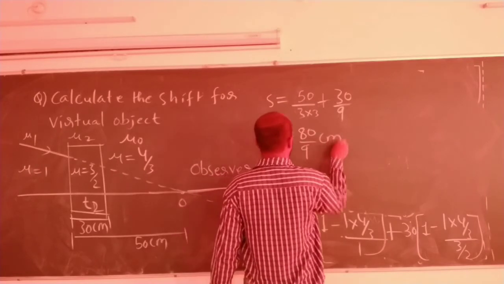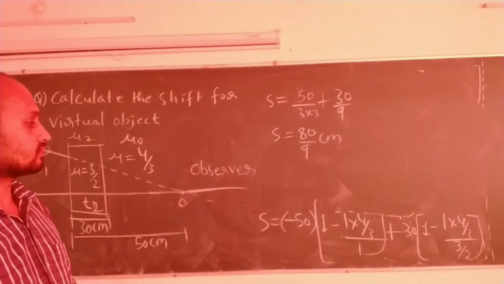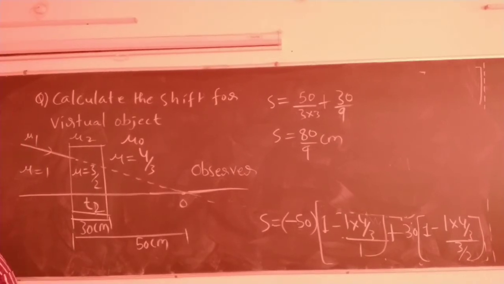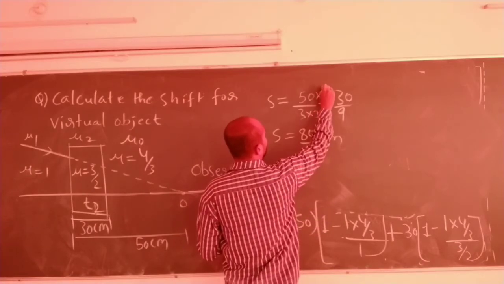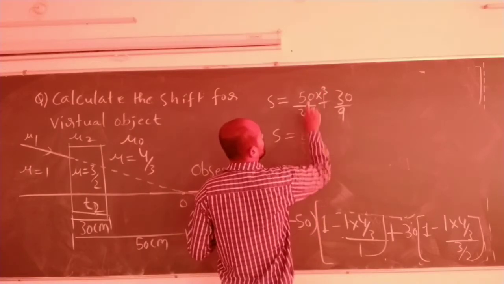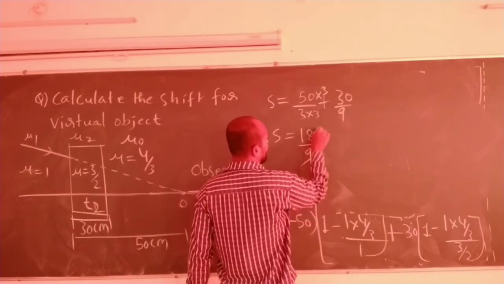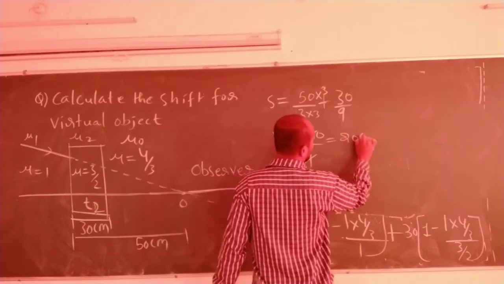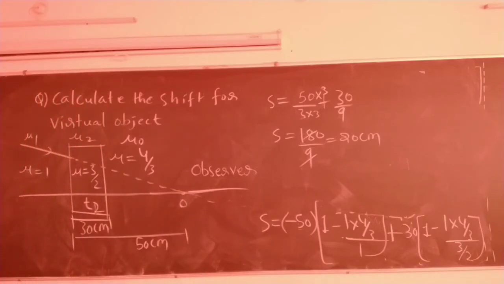80 by 9. How much? 80 by 9. This will be the answer. Sorry, not 80 by 9, into 3 I have to make, right? 180 by 9. 180 by 9, 9 1 is 9... 27. It has to be 27. Got it now?